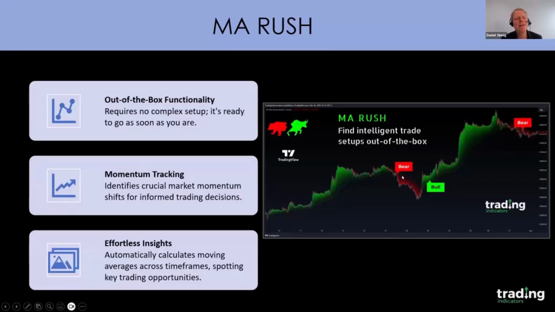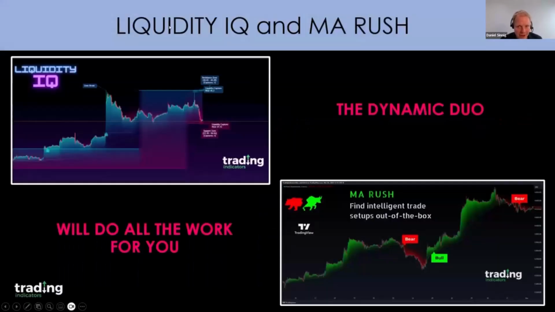And in trading, it's always better to trade with the trend rather than against it. Why? Because you probably have heard it: the trend is your friend. Yeah, it is more likely that the trend is going to continue than the trend to reverse. And why not take advantage of this insight? Together, Liquidity IQ and MA Rush, we call this the dynamic duo because they complement each other so nicely.